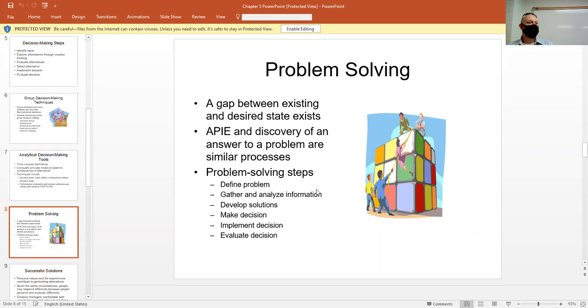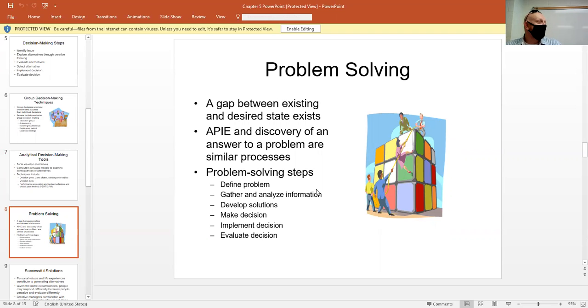If it was a good decision, go with it. If it was a bad decision, why was it bad? What can we do to tweak it? How can we make it better? What can we improve upon? The same way we do when we're talking about recreation therapy programming for our clients.